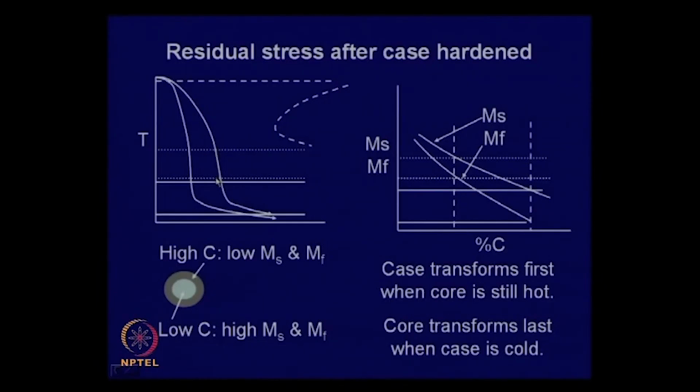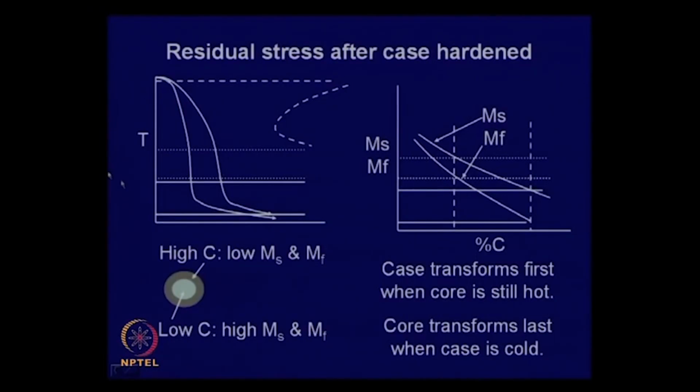Now, the core will try to expand. If the core, which is low carbon content, is trying to expand, the hard case will not allow it to expand. So, the case will be subjected to compression. The case transforms first when the core is still hot, whereas the core transforms last when the case is cold. Therefore, you will have a residual compressive stress on the surface.